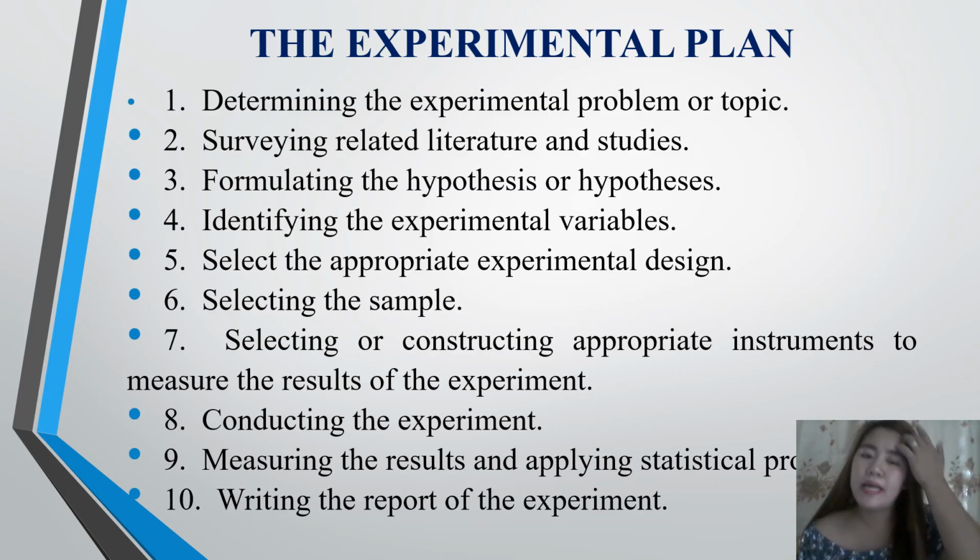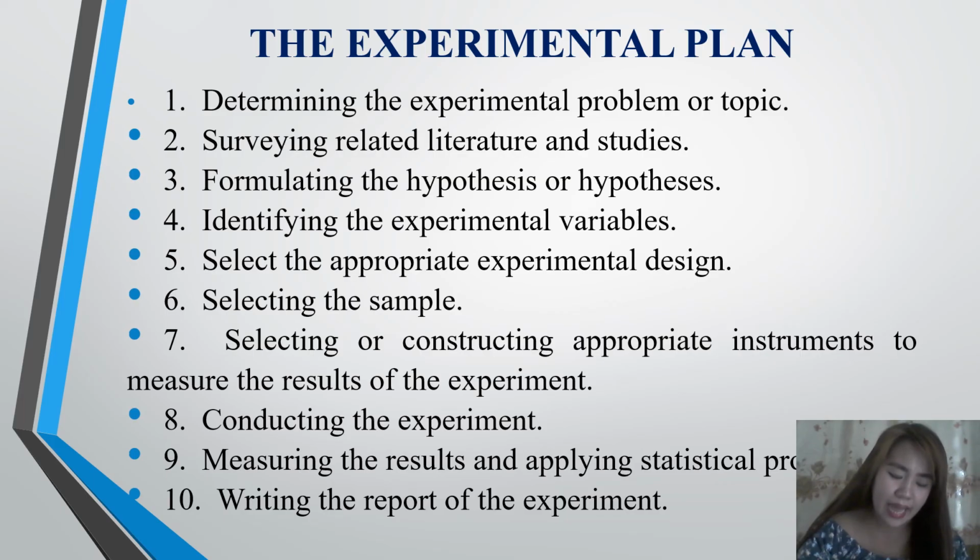Number 5, selecting appropriate experimental design. Number 6, selecting the sample. Kung sino po magiging respondents mo dyan. Number 7, selecting or constructing appropriate instrument to measure the results of the experiment. Kung ano po yung gagamitin mong tools and instruments when you are going to conduct an experimental research. Number 8, conducting the experiment. Of course, you need to carry out the experiment. And number 9, measuring the results and applying a statistical process. So, you need to analyze the data and observations. And lastly, after analyzing the data, you can now write the report of the experiment. So, you can now state your conclusions.